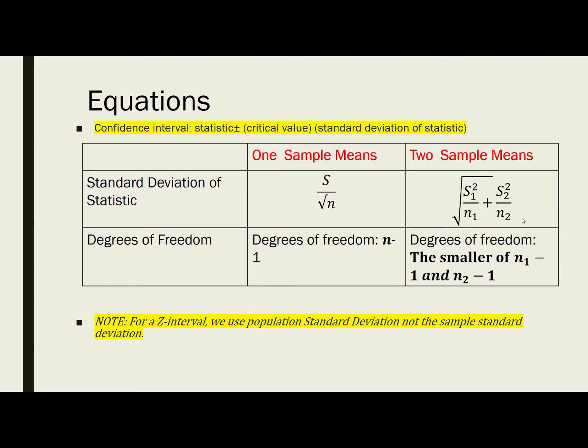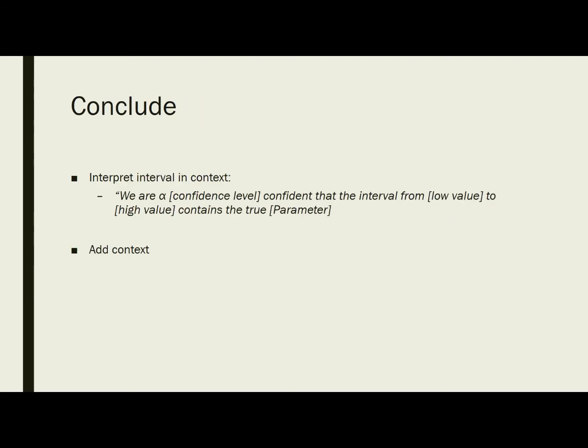Now, the degrees of freedom will also vary between the two. So the degrees of freedom for one sample mean will be just n-1, but for a two sample mean, you'll take the smaller value of n-1 for each sample size. Now, note that when you're using a z-interval, you need to use the population standard deviation and not the sample standard deviation. Okay, so now the final step is to interpret the interval in context.